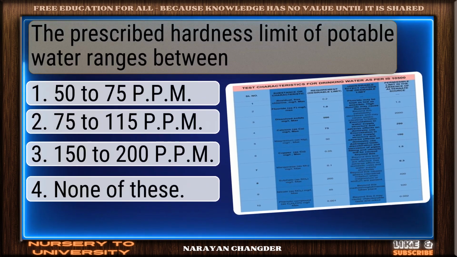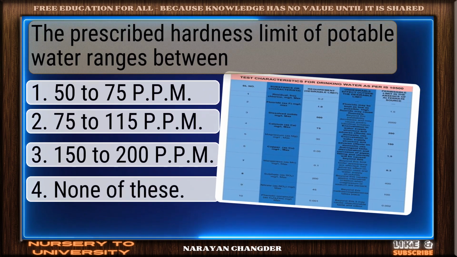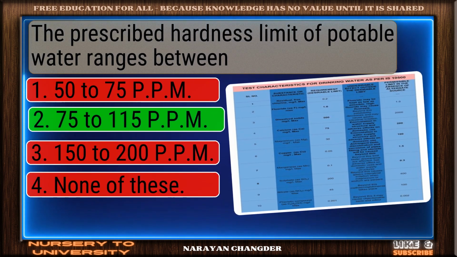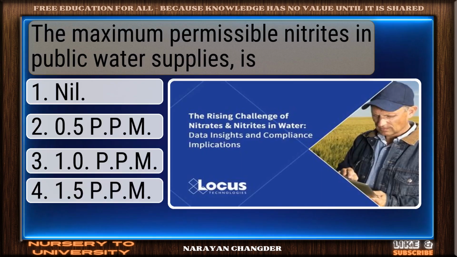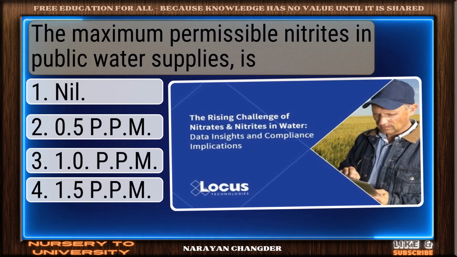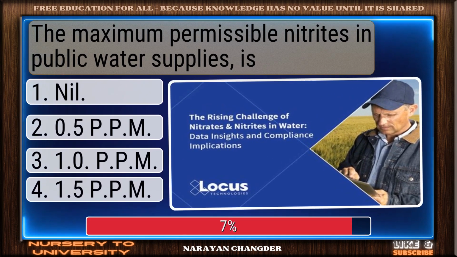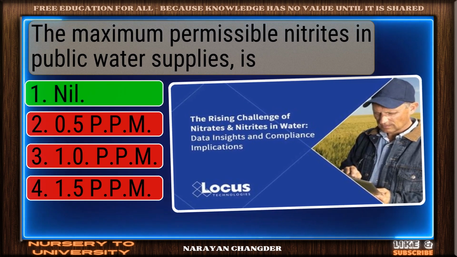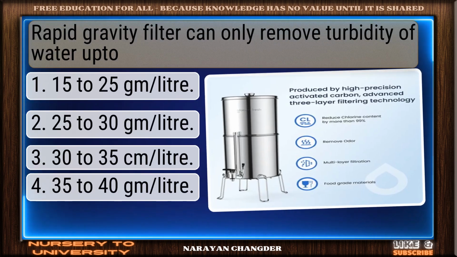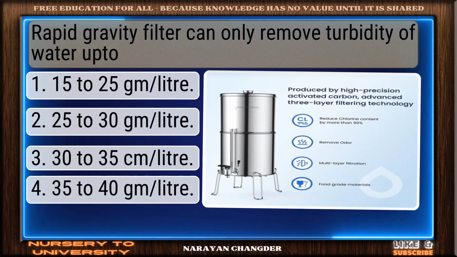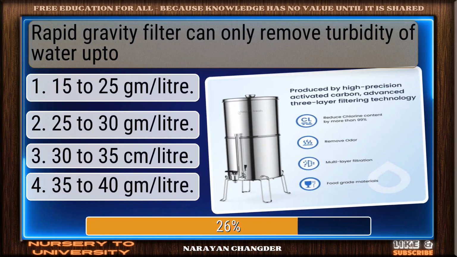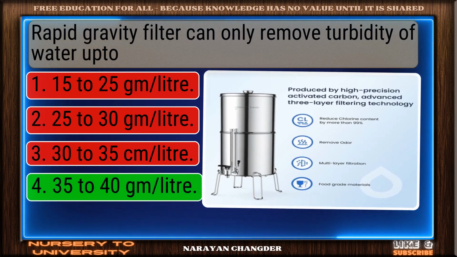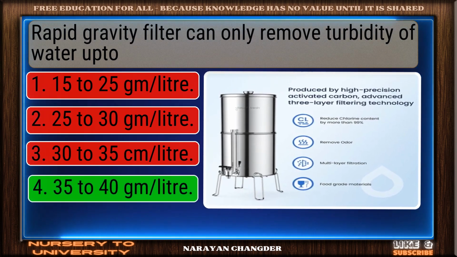The prescribed hardness limit of potable water ranges between... 75 to 115 ppm is a solid answer. The maximum permissible nitrites in public water supplies is... Great job. Nil is the accurate answer. Rapid gravity filter can only remove turbidity of water up to... You got it. Your choice 35 to 40 mg/L is right.